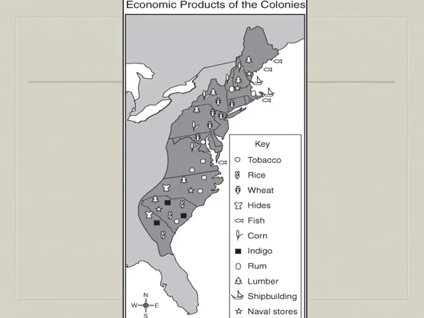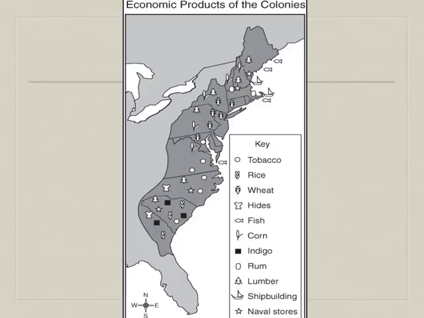So the South, the southern United States, fit into the system really well because the southern colonies were growing cash crops, and they wanted to sell these cash crops directly to England anyway. Again, this is things like tobacco, sugar, cotton.